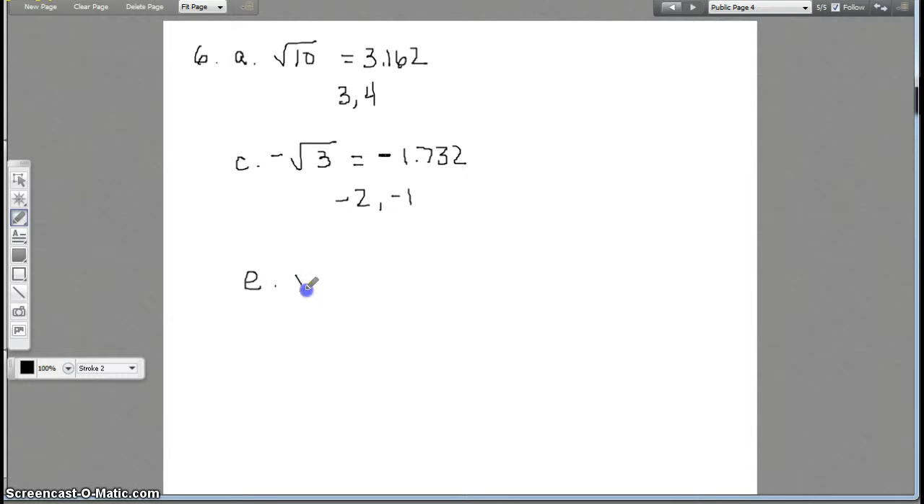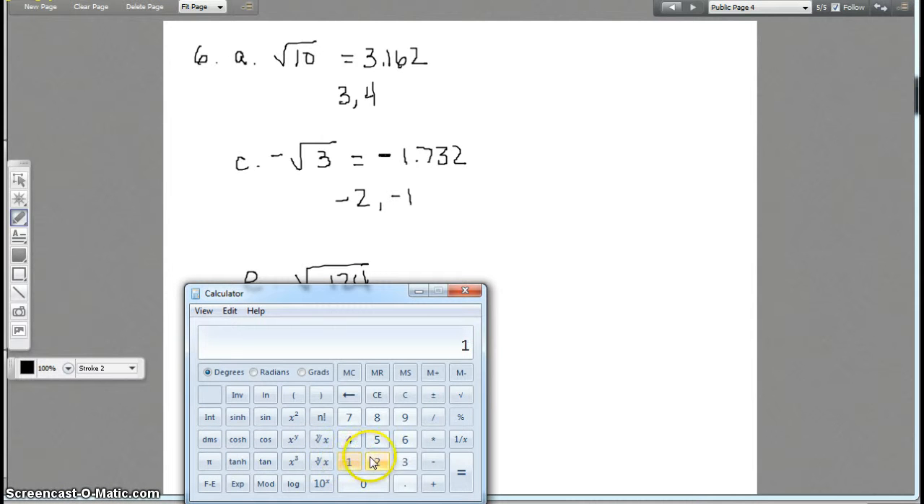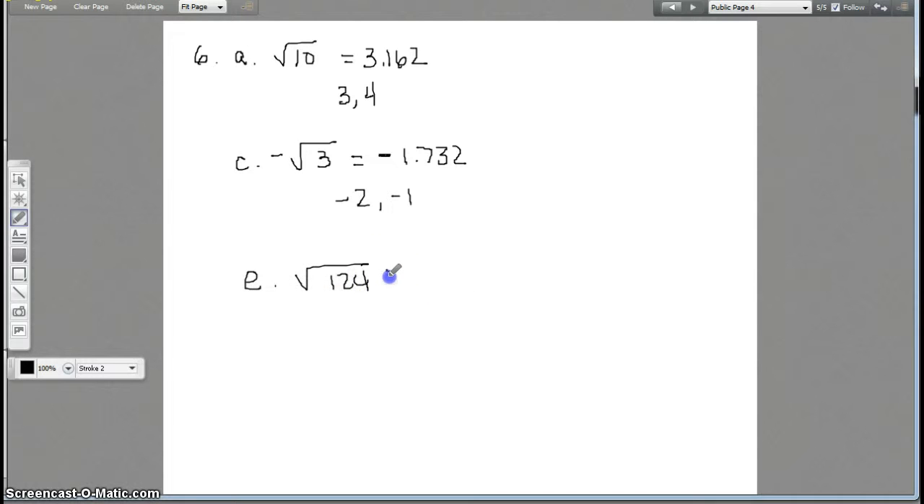Okay, so the next thing we're going to look at is part E. That's the last one we're going to do. Square root 124. You can punch that into a calculator or look it up in the chart. Oh, actually that's not in our chart, so you have to do that in a calculator. The square root of 124 is 11.1355. So I'm going to round that, well, it doesn't matter, 11.14. And so that's going to be between 11 and 12 because it's bigger than 11, but it's smaller than 12. So that was number 6.